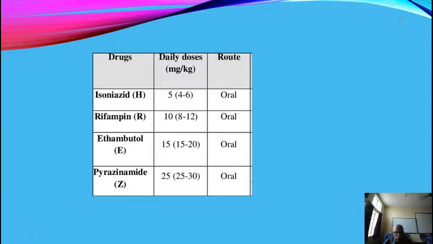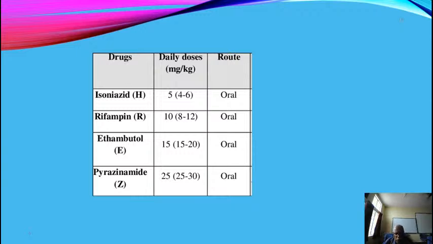So the dose, please try to remember, very important, very easy to remember. INH, remember IREP. So isoniazid 5 mg, rifampicin 10 mg per kg body weight, ethambutol 15 mg, pyrazinamide 25 mg. Very easy to remember, everything increases by 5, in milligrams per kg body weight for 24 hours. So it can be given in divided doses or at a time.